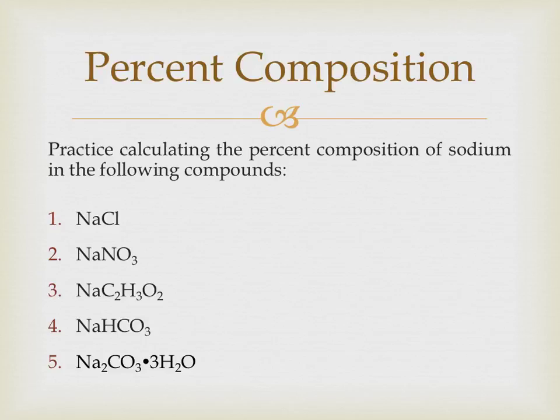Here are some example problems for calculating percent composition. Now, the instructions say to look at sodium in each of these 5 examples. So you'll be using Na in all of them except for the last one. We only have 1 sodium in each of these formulas. So what you'll be doing is taking the mass of 1 sodium and dividing by the mass of the whole compound and then multiplying by 100.